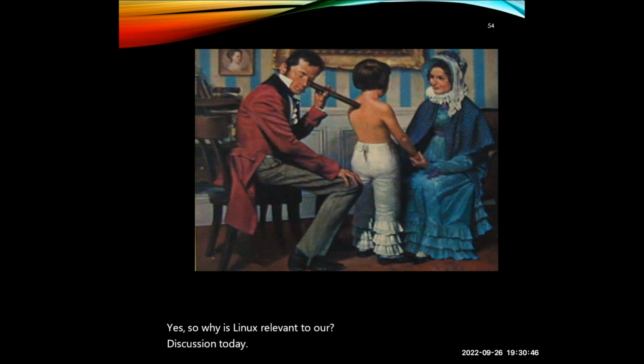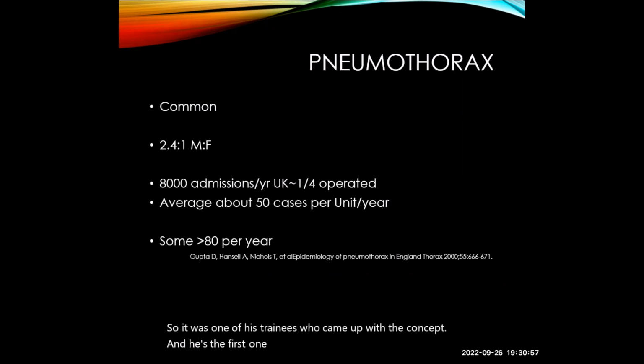So Laennec is relevant because Laennec is the first one who described pneumothorax. So it was one of his trainees who came up with the concept, and he is the first one to describe pneumothorax. So pneumothorax, if we stay away from the traumatic setting, which is primary pneumothorax, it's a common condition which respiratory physicians deal with.